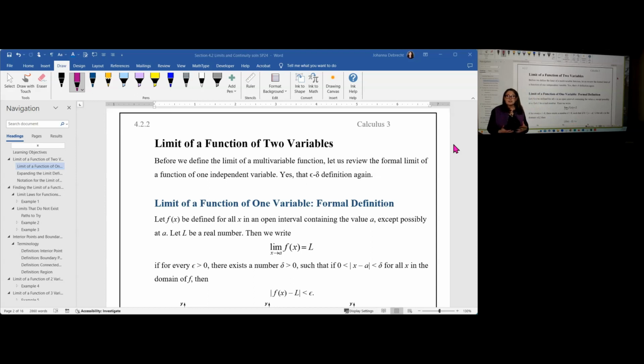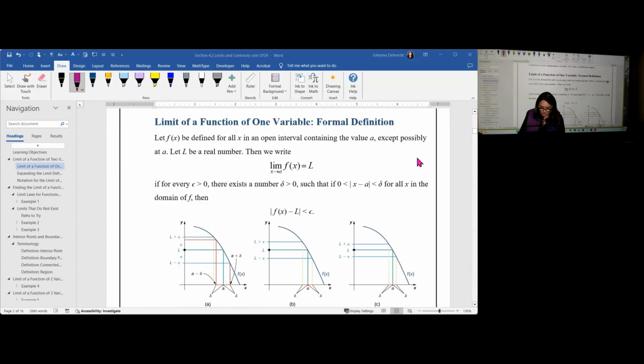Okay, maybe in calculus 1, you never quite got what that definition was saying. So let's go over it. Let f of x be defined for all x in an open interval containing the value a, except possibly at a.